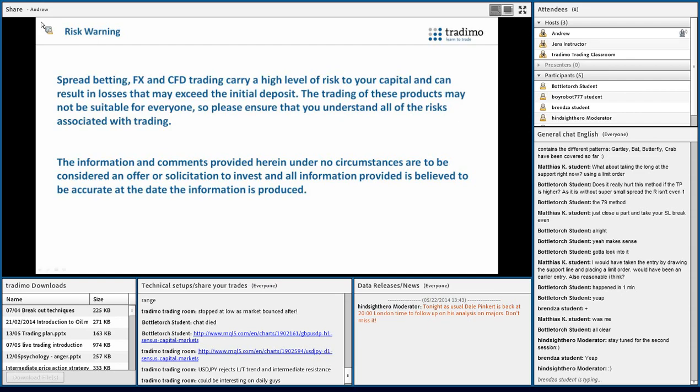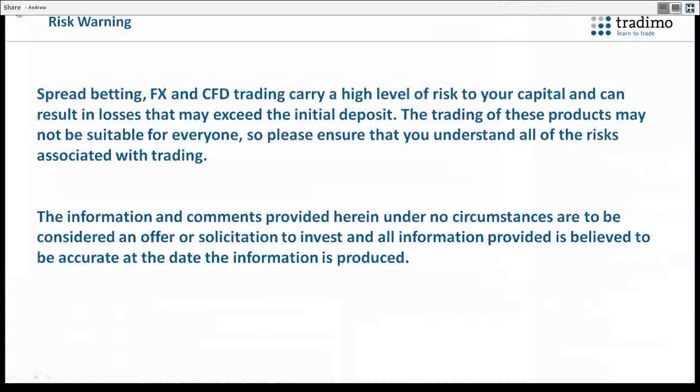This class, or this week's class, is on patterns. Today's pattern we'll be covering is something I would call or refer to as the base, and I will go into that shortly.